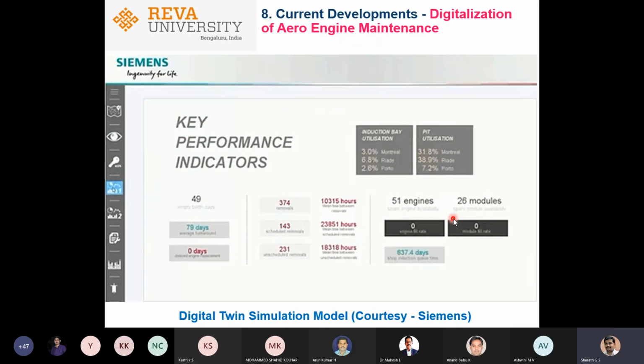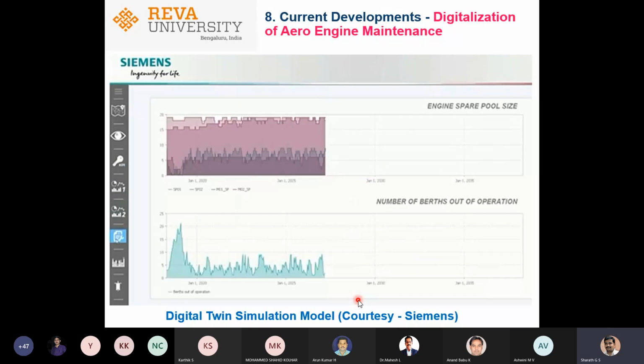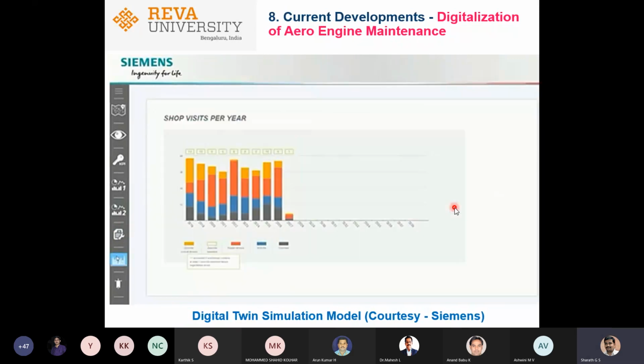There are some key performance indicators, number of engines, modules, and other things. Hours, everything is given here. Engine spare pool size. So the graph is number of those which are out of operation, how many shop visits per year, how many times it has come.